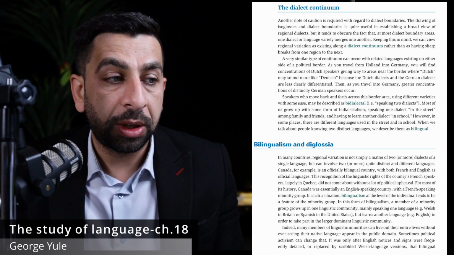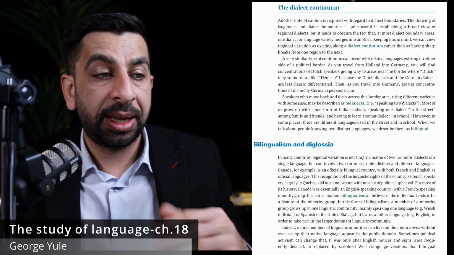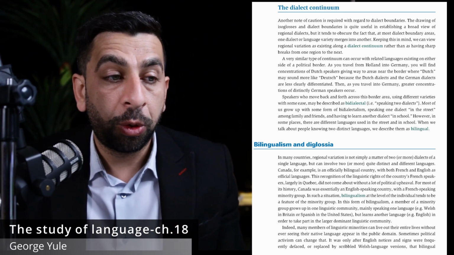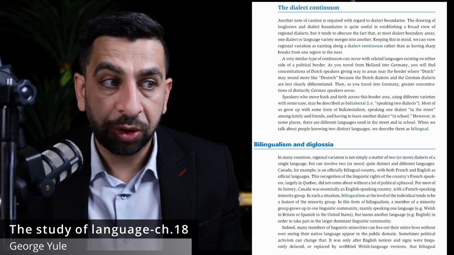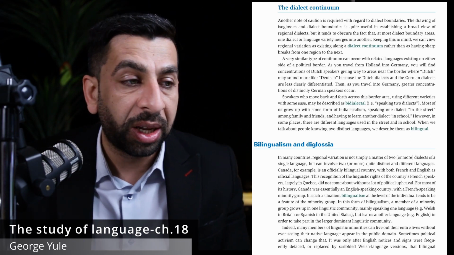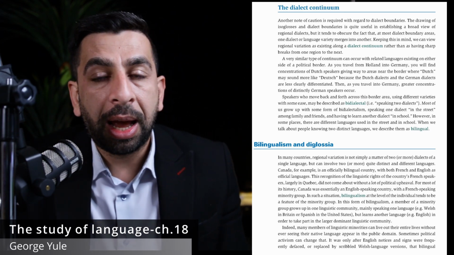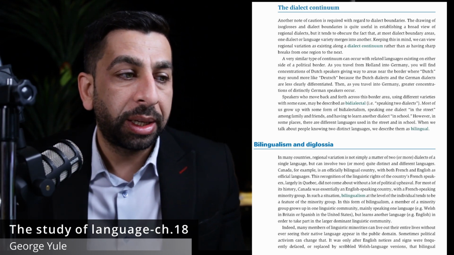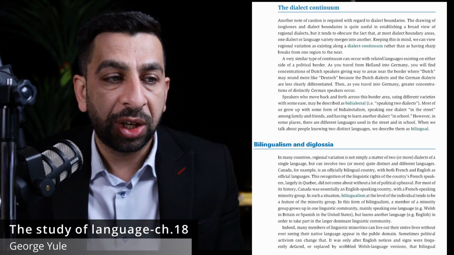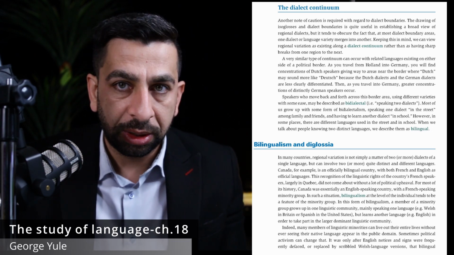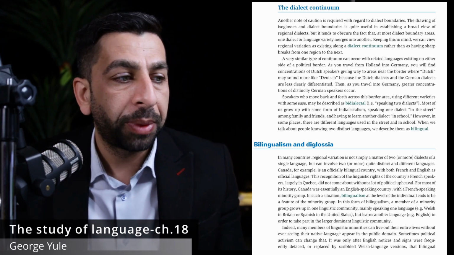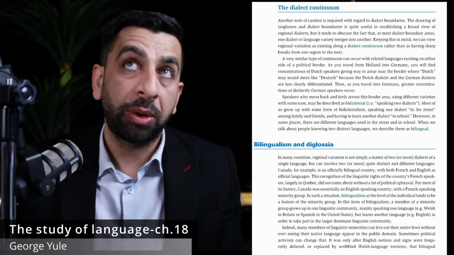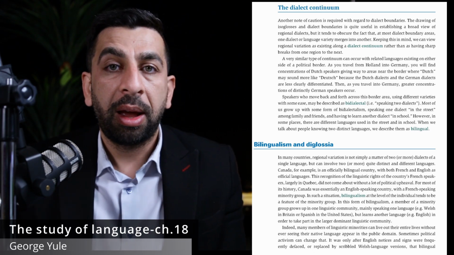In many countries, regional variation is not simply a matter of two or more dialects of one single language. In some countries, in some regions, the matter is more complex than two dialects, but can involve two or more quite distinct and different languages. Meaning there is more than one language. Canada, for example, was a bilingual country.